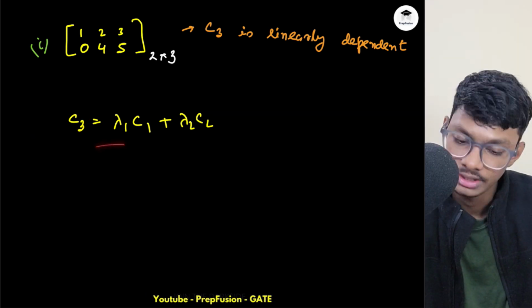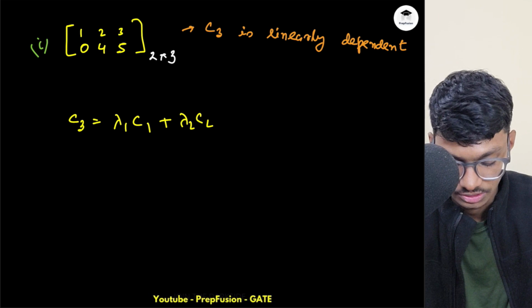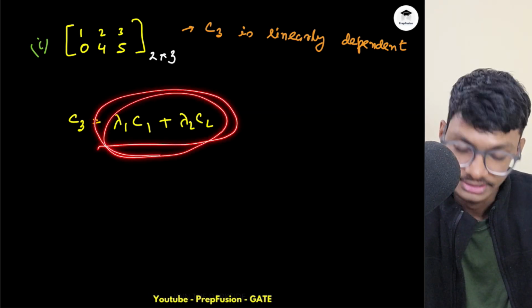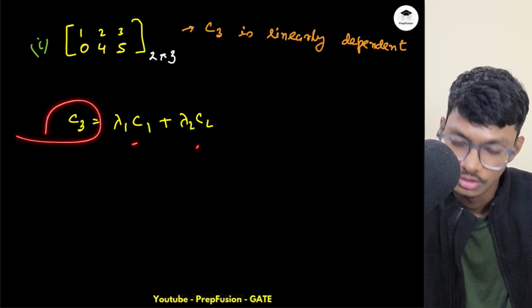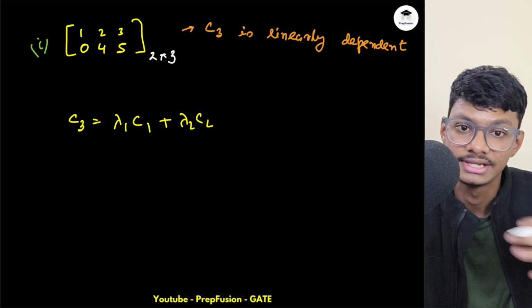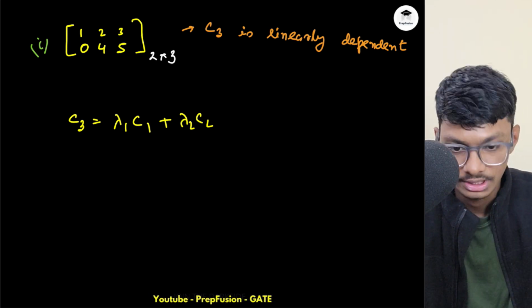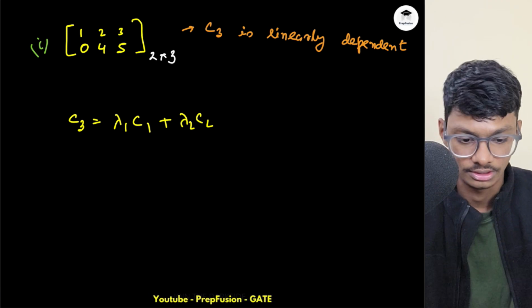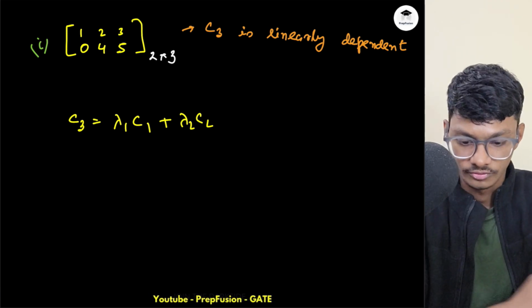So this is lambda 1 times C1 and lambda 2 times C2. These are all linear because the power is 1 over here. So if I can write some linear combination of C1 and C2 to express C3, C3 can be expressed in terms of C1 and C2. Can I find the values? I'll just solve for this one, and all the others you can do for yourself.